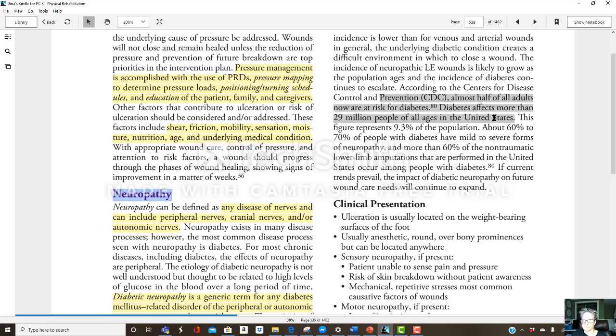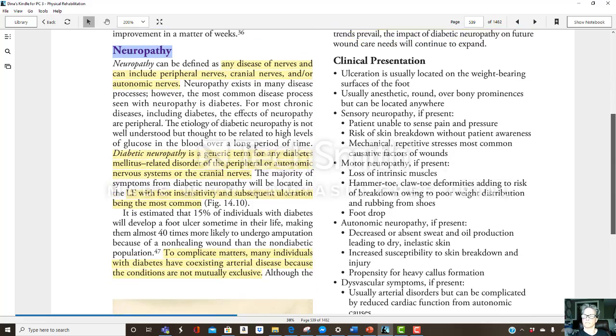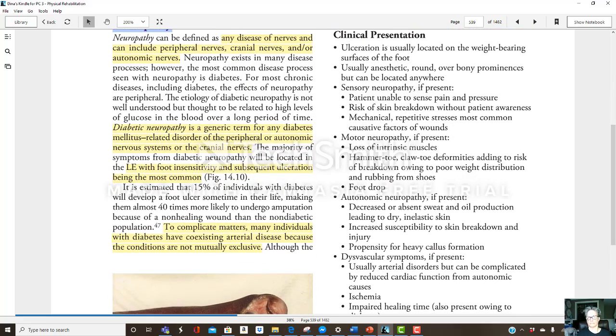About 60% to 70% of people with diabetes have mild to severe forms of neuropathy, and more than 60% of the non-traumatic lower limb amputations that are performed in the United States occur among people with diabetes. 80 if current trends prevail. The impact of diabetic neuropathy on future wound care needs will continue to expand.